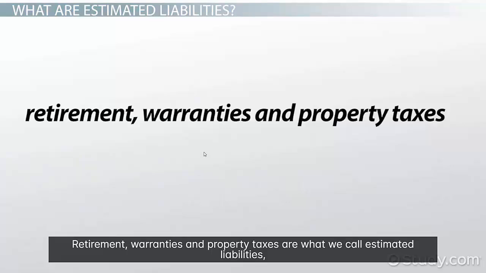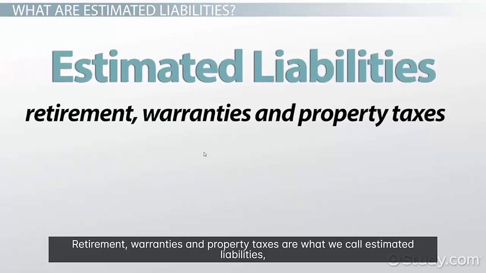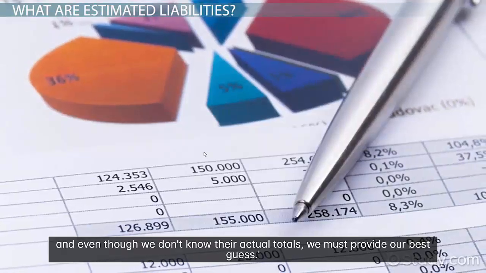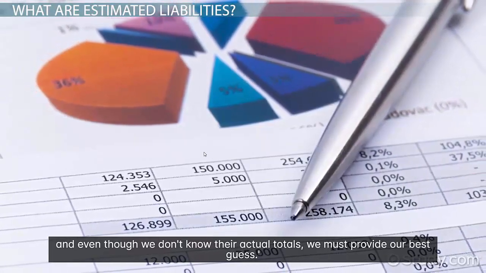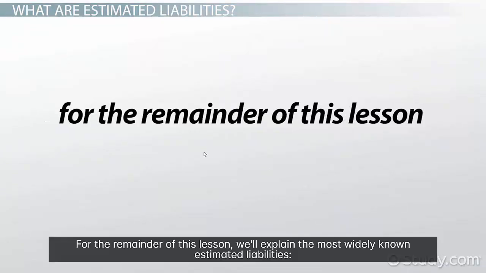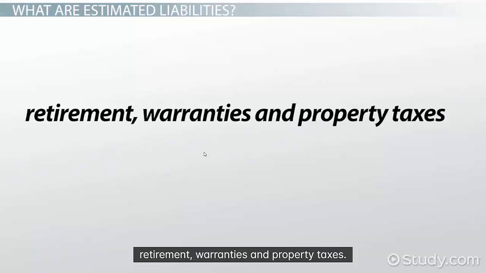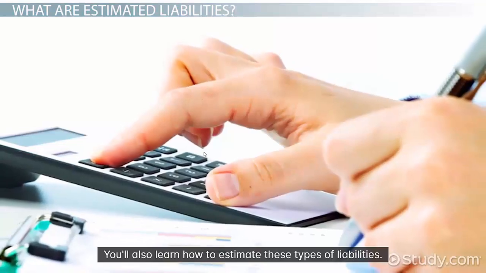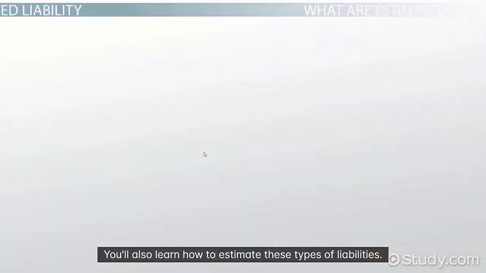"Retirement, warranties, and property taxes are what we call estimated liabilities, and even though we don't know their actual totals, we must provide our best guess." For the remainder of this lesson, we'll explain the most widely known estimated liabilities: retirement, warranties, and property taxes. You'll also learn how to estimate these types of liabilities.